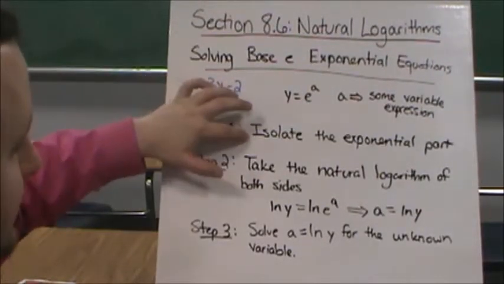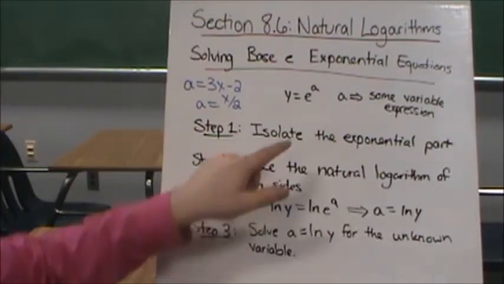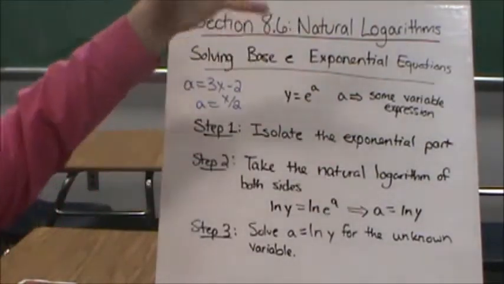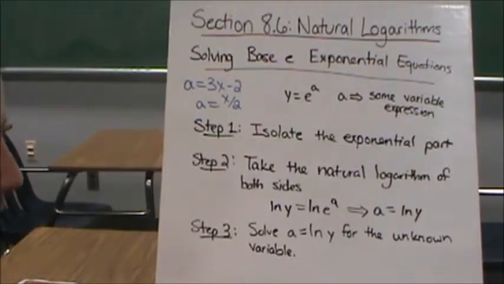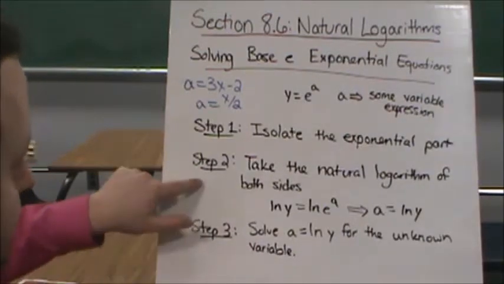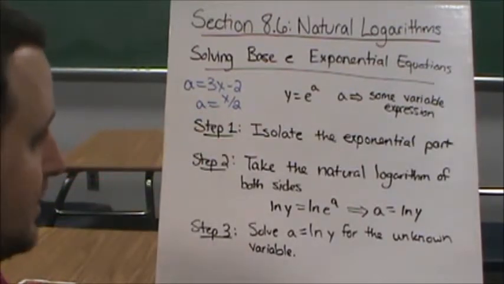First step is we have to isolate the exponential part, and what I mean by that is we have to get e to the whatever power with the variable in it on one side of the equal sign. So we have e to the something equals a number or some other things. The second step is you have to take the natural logarithm of both sides.